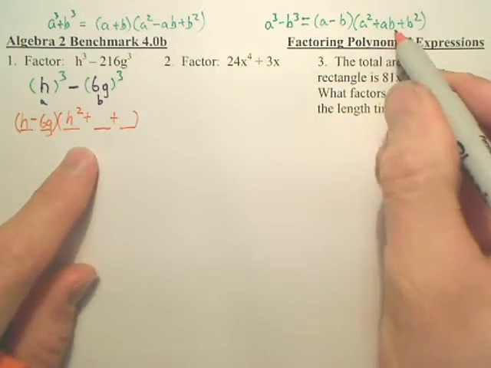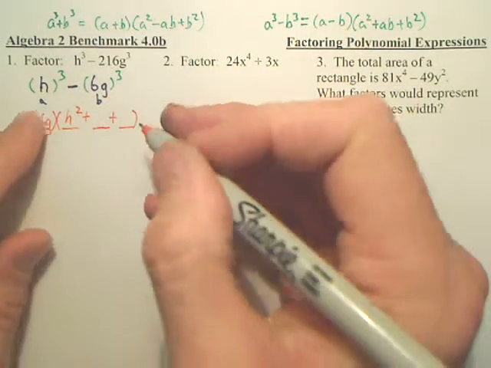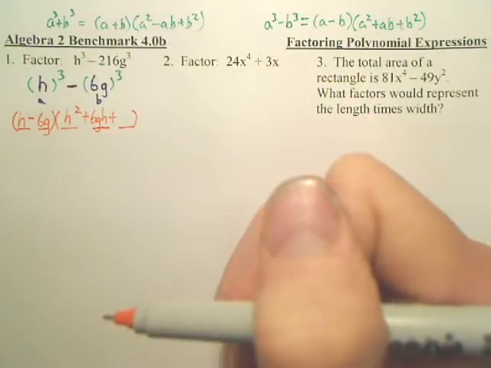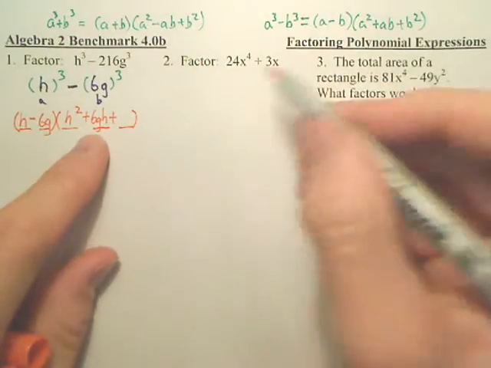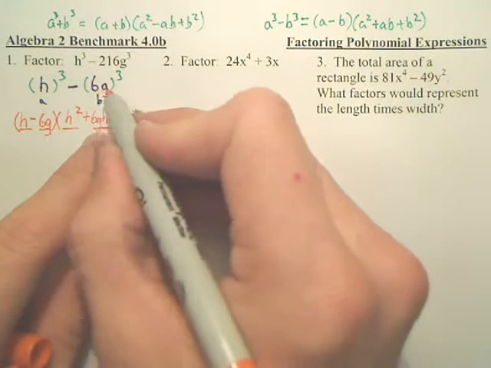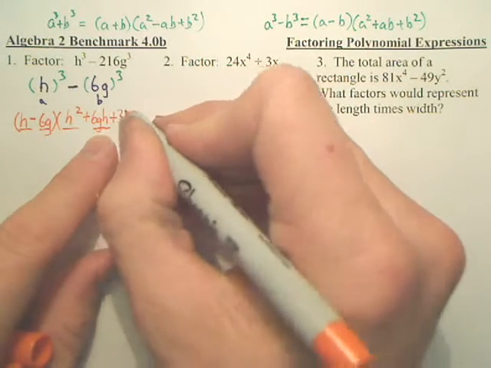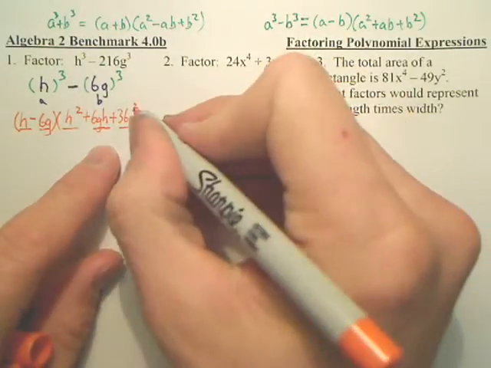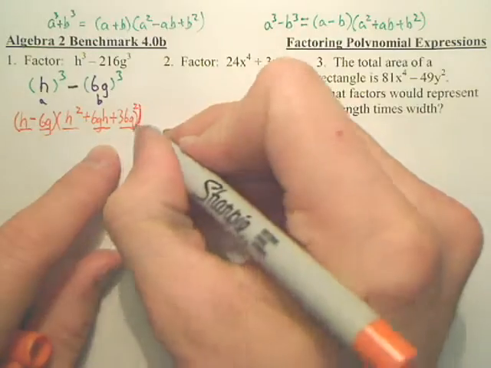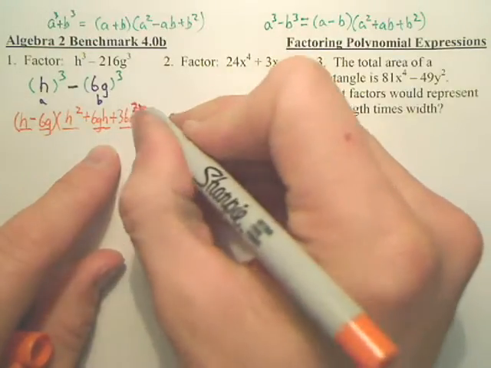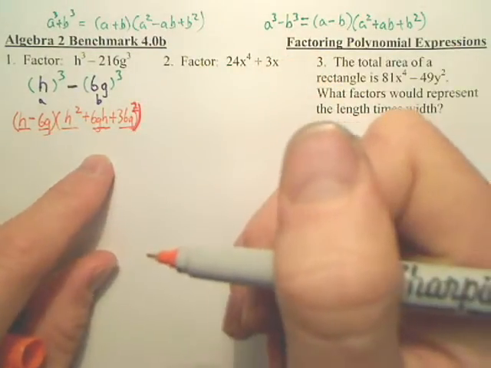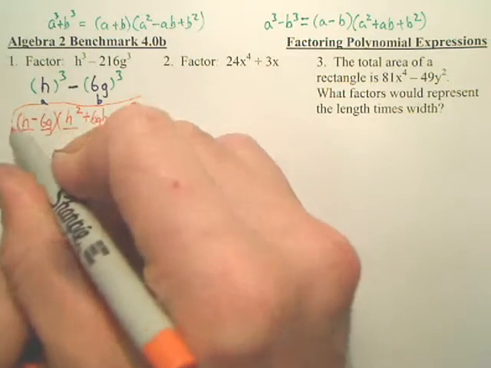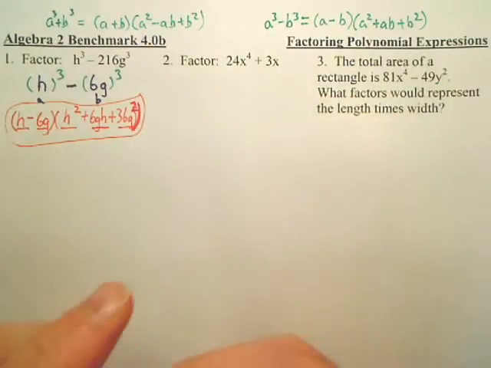Here, we do AB, so 6g times h would be 6gh, or hg. And then B squared, well, what's 6g times 6g? It'd be 36g squared. Sorry, that squared looks like, this is a parenthesis. The squared's inside the parenthesis. That's the answer. You can never factor this piece. It never factors. That's it.